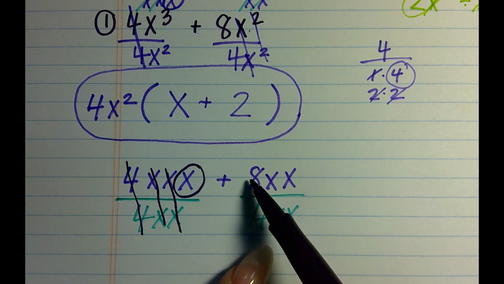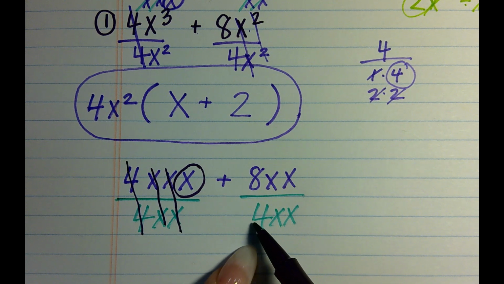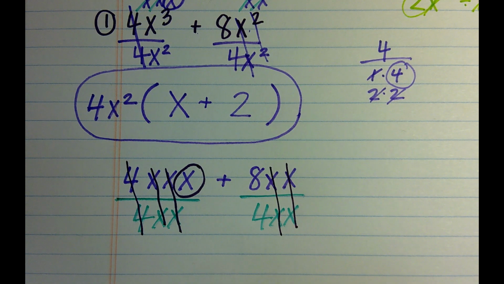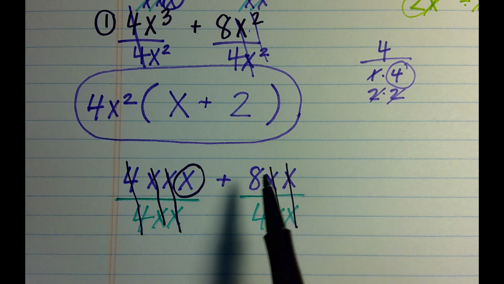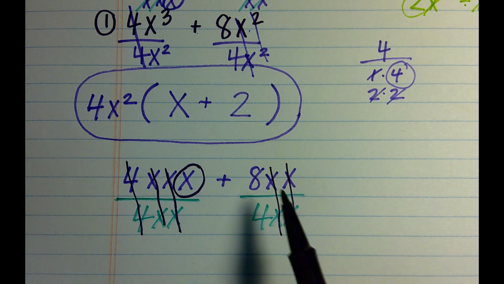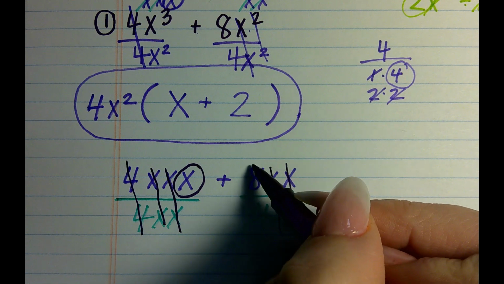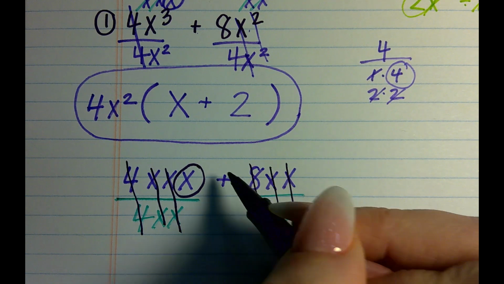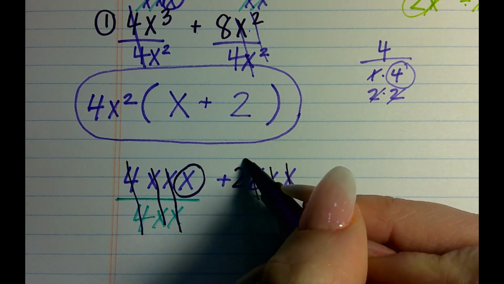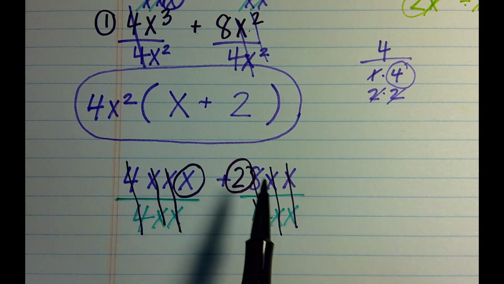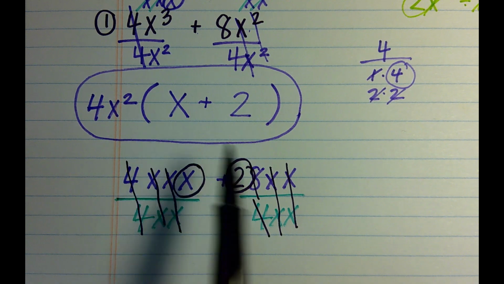Then for our 8x squared over 4x squared, I can see that my x's will cancel out because I have 2 x's on top and 2 x's on bottom. And now I'm just doing 8 divided by 4, which is 2. So it's really going to turn into 2 over 1, which is 2. So that's where we're getting the x plus 2 on the inside.